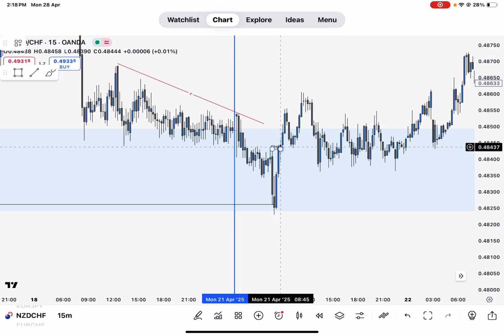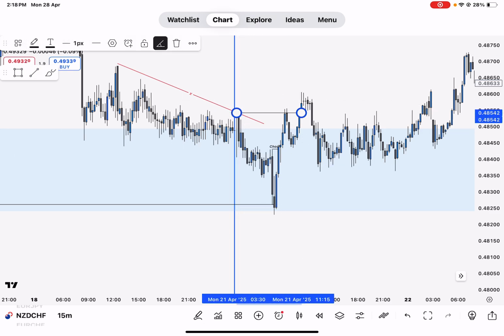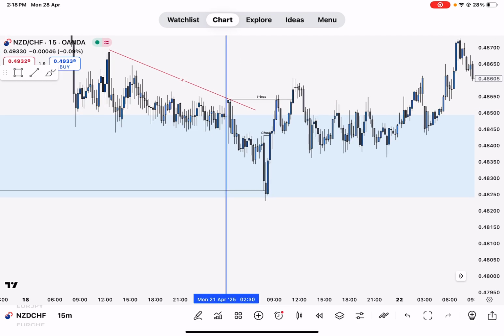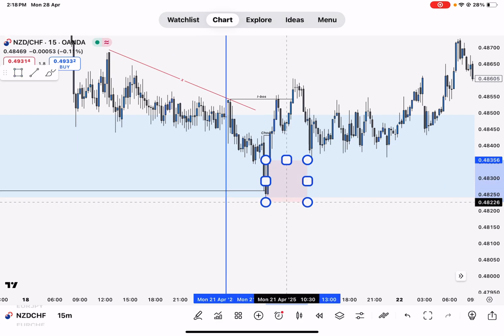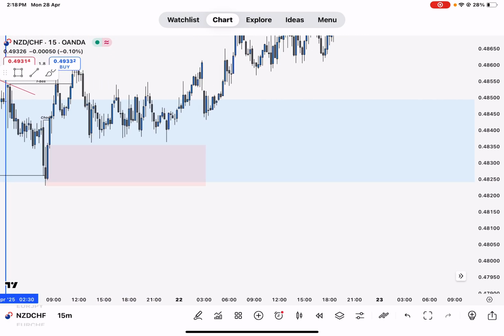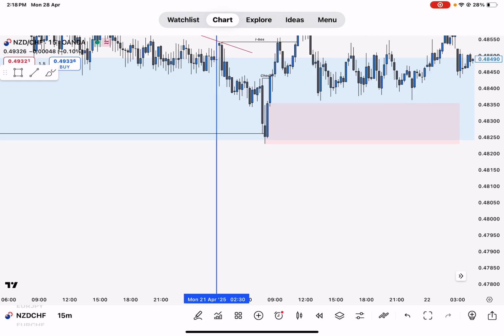Change of character was done at this price, and here the break of structure happened. So BOS was done over here, and what we want is to mark the zone which was created. This is the zone which led to the change of character and break of structure. So price never came to this zone.